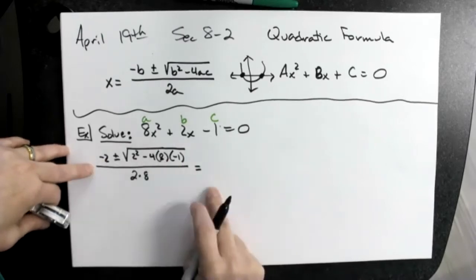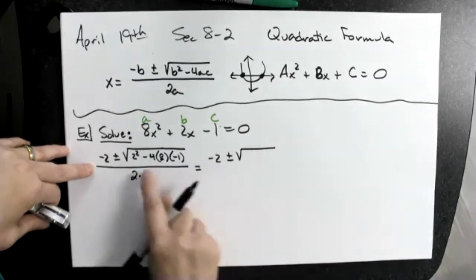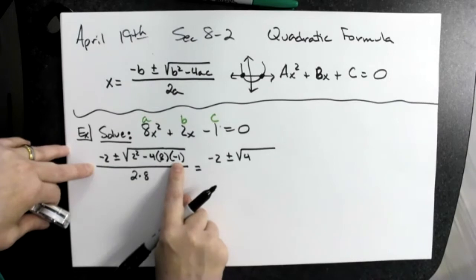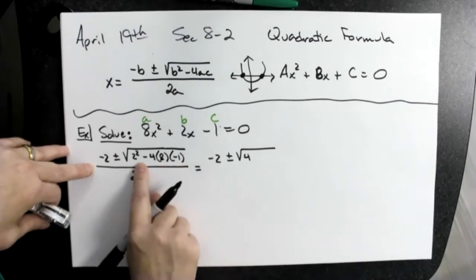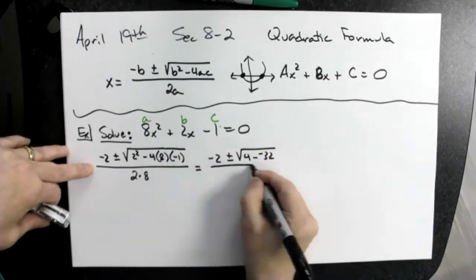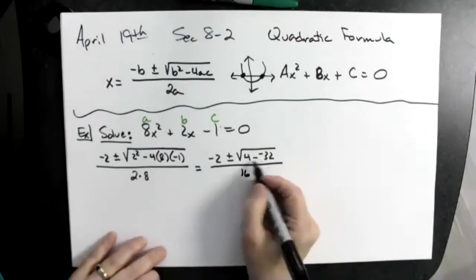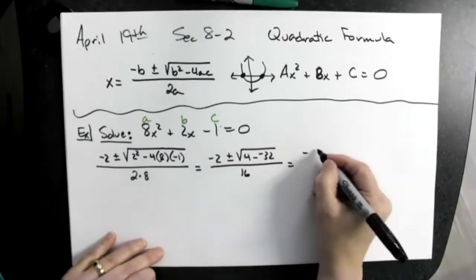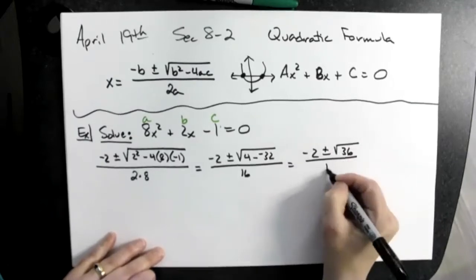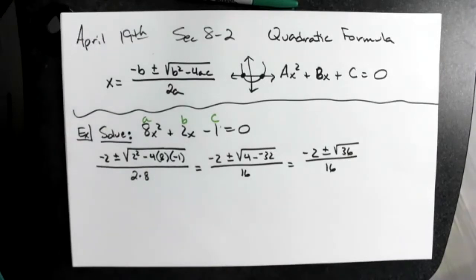Let's keep working this out here. -2, this is all arithmetic, plus or minus. This would be 4. I'm going to show a lot of steps here. 4 times 8 times -1 would be -32 with the minus, so it's going to be a minus a -32, which means what? We add 32 there on the bottom. So when we add those 2 things, we get a nice little 36. So -2 plus or minus square root of 36 all over 16. Now this one came out kind of nice because the square root of 36 is a perfect square.